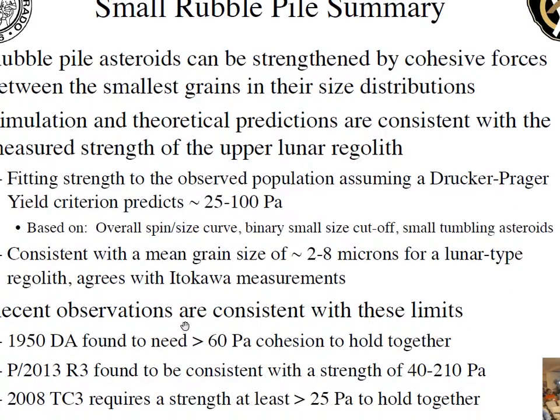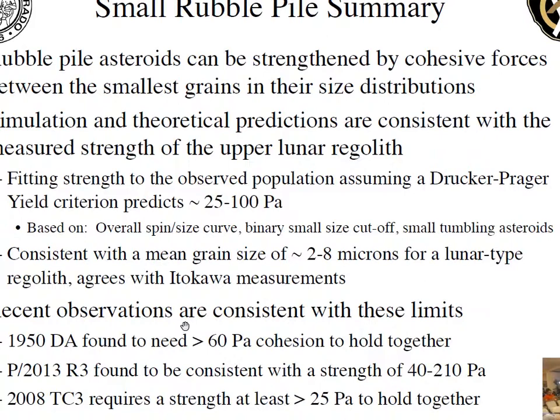So in terms of these cohesive forces, we're able to show that rubble pile asteroids can be strengthened by cohesive forces, and this strength comes really from the smallest grains in their size distribution. The simulation and the theoretical predictions that we get are consistent with the measured strength of the upper lunar regolith, which is also a very fine powdery material. And if we fit it to the population, it gives us an estimate of 25 to 100 pascals. That's consistent with the mean grain size of 2 to 8 microns for a lunar type regolith, and that roughly agrees with the Itokawa measurements.